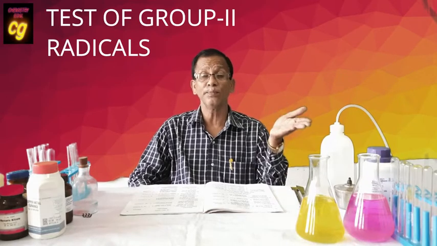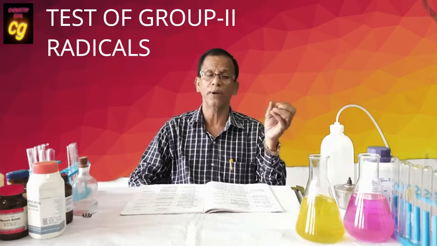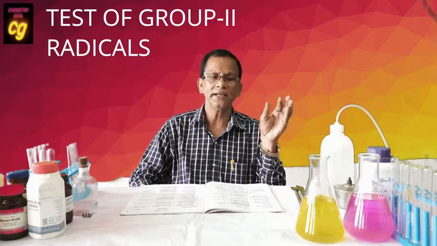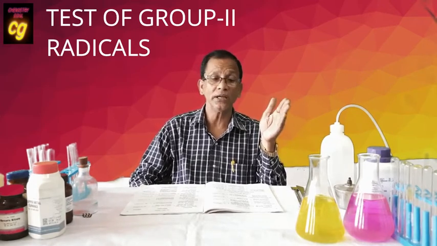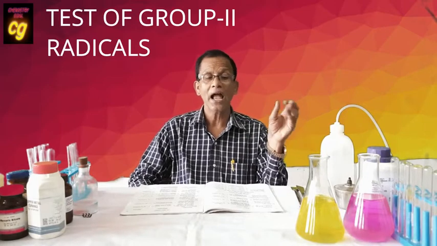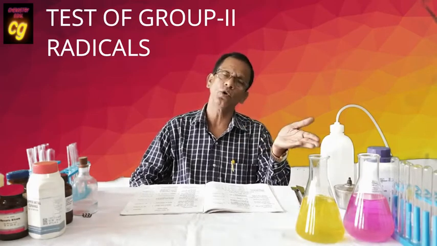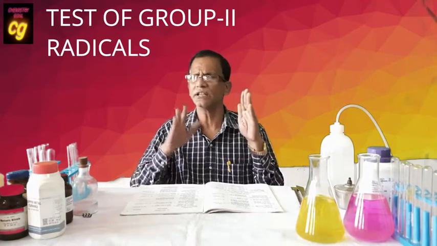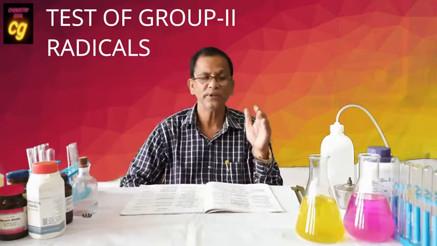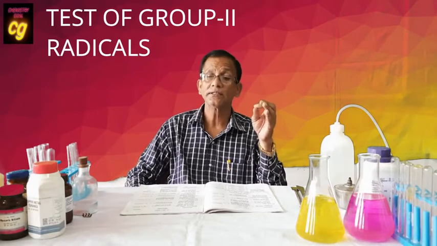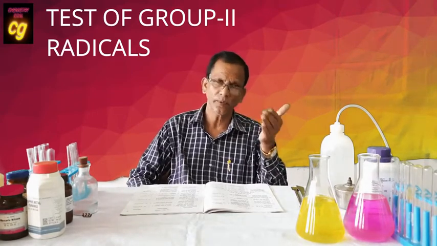Then the remaining ones: bismuth gives a dark brown precipitate, arsenic gives a yellow precipitate, antimony gives an orange precipitate, and tin gives a dirty yellow or light brown precipitate. These are the preliminary tests of group 2 radicals. But what are their confirmatory tests?